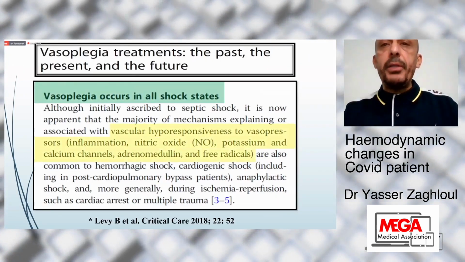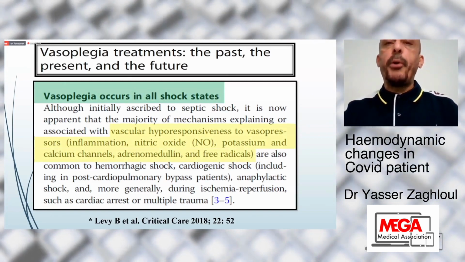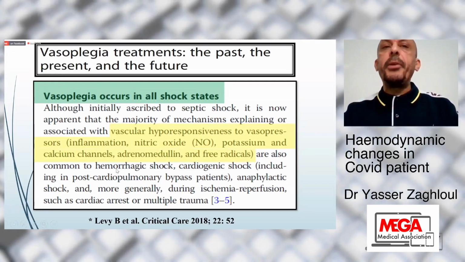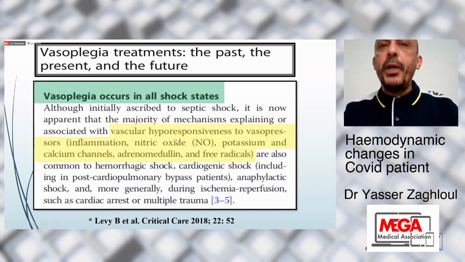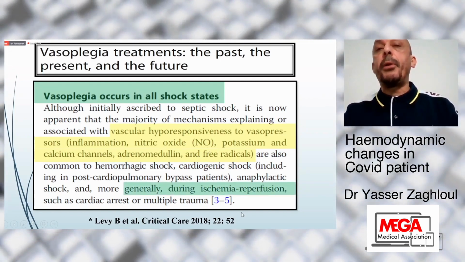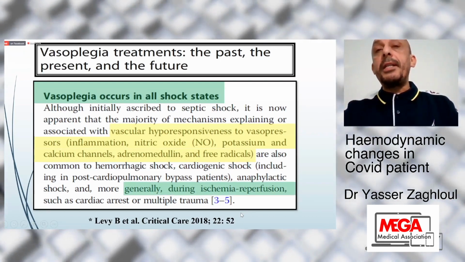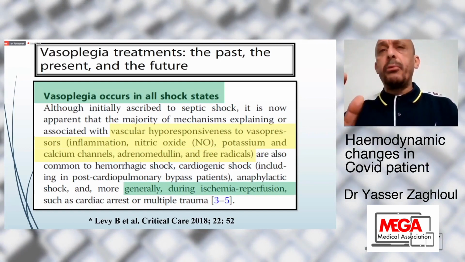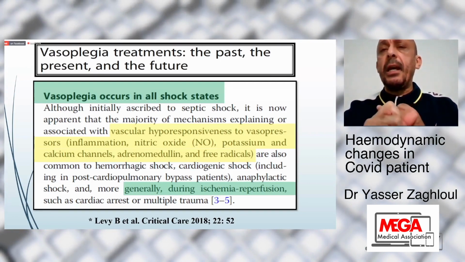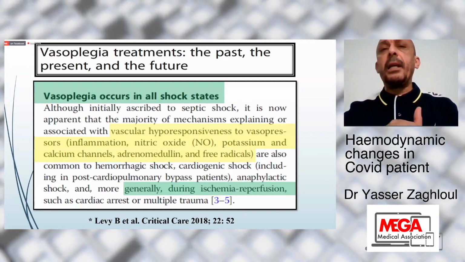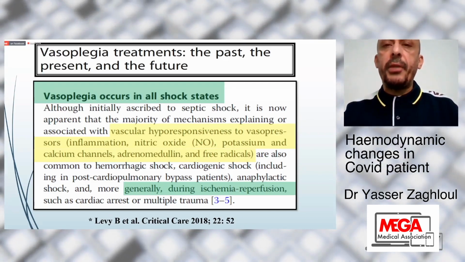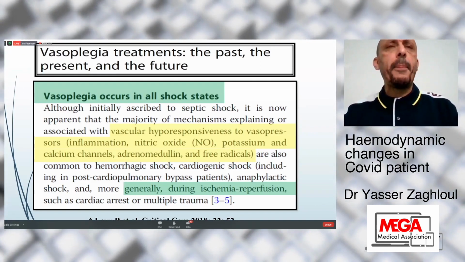We have to talk again about vasoplegia, this poor response to catecholamines, and it is common in all types of shock, especially with inflammation and the presence of nitric oxide, and during ischemia reperfusion as well. There is a lot of talk about vasoplegia and how to treat it. It may need separate lectures, but the most common causes are acidosis, anemia, and the presence of ischemia reperfusion injury, especially also in patients after cardiac bypass.